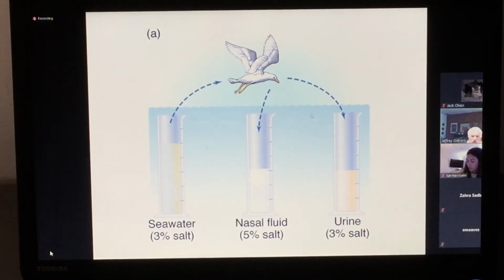So different organisms have learned how to do this. Now, I want to ask you the question: would you call this animal an osmoconformer or an osmoregulator?